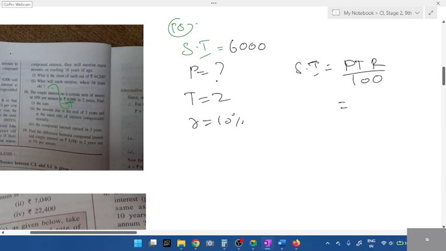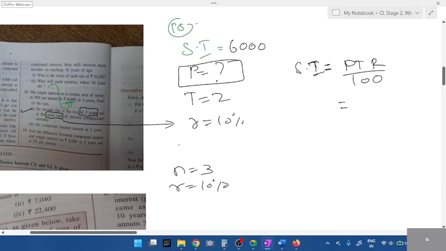So what are we finding here, students? Using the simple interest formula, what are we finding? Principal. And using this principal, what's the second question? How many years? 3 years. What do you need to find? Same rate. Same rate in the sense, what rate you have to take? Yes, n is equal to 3, r is 10. Take principal from this.